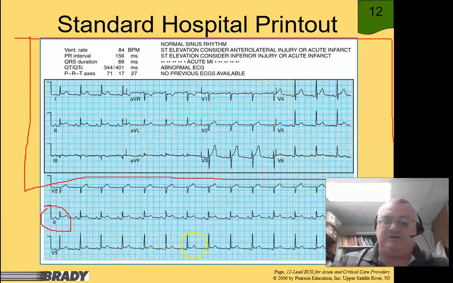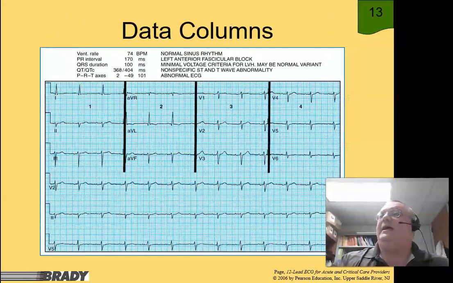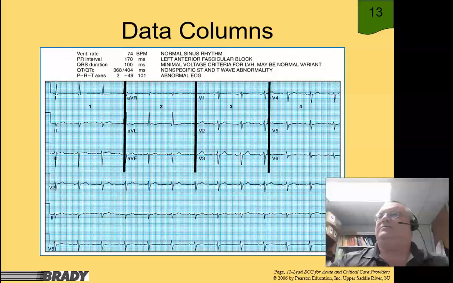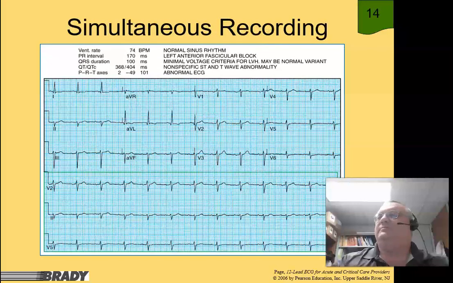So let's switch to the next one after I erase all my ink on my slide. And we'll go to here, and put some black lines there. You got to understand what you're looking at. Again, these guys right here are our bipolar leads. All these three here, these are the bipolars.